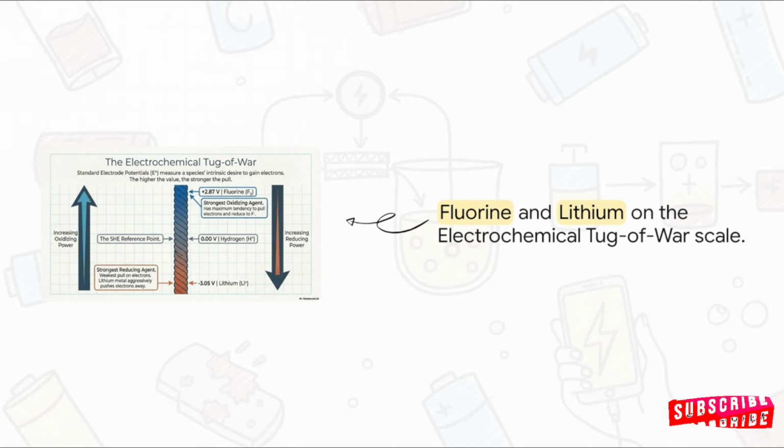If you look at this scale, you'll see fluorine sitting at the very top with a positive 2.87 volts. It is the ultimate electron thief. It pulls electrons the absolute hardest. Then, down at the very bottom, we have lithium at a negative 3.05 volts. Lithium is a highly aggressive reducing agent. It basically wants nothing more than to just shove its electrons away. And honestly, this is exactly why lithium is the champion material for those powerful batteries inside our smartphones and electric cars.